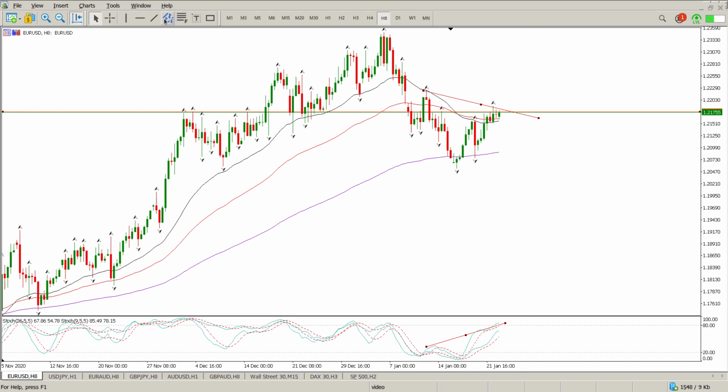The next thing that concerns me is I have a wedge brewing. My mouse doesn't want to work this morning. Pretty much a wedge or channel, it doesn't matter which way you draw it, but that's the situation we have on the higher time frames. This is not looking pretty. We do have a potential inverse head and shoulders brewing.